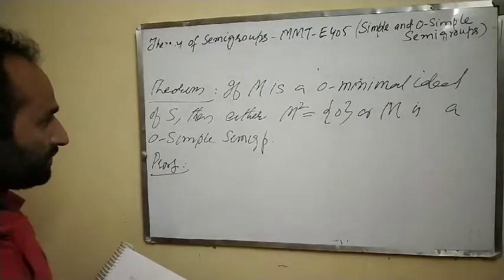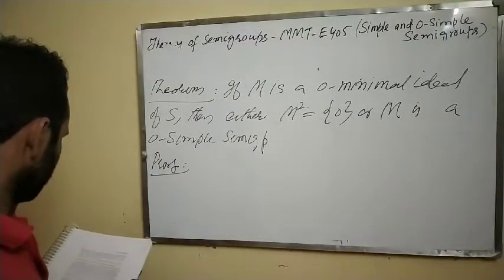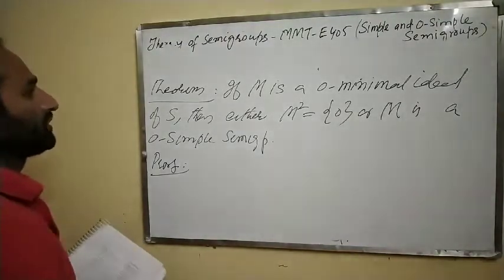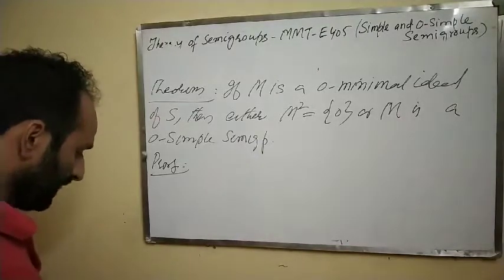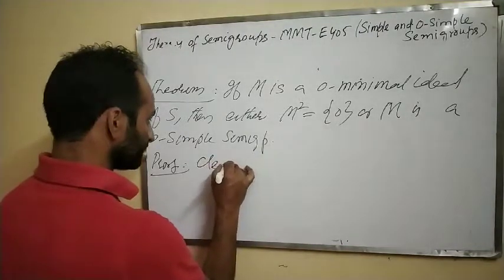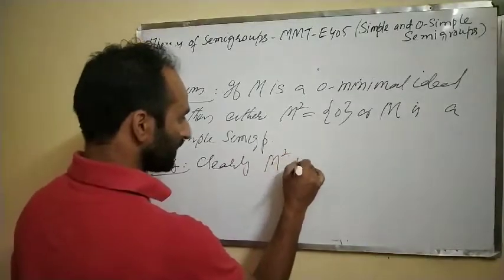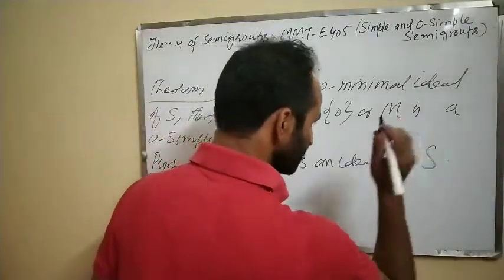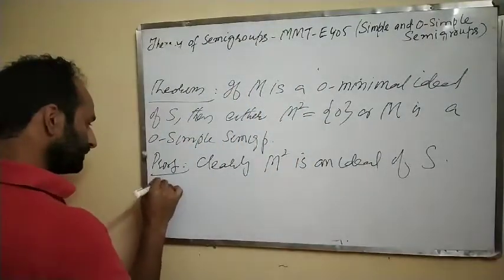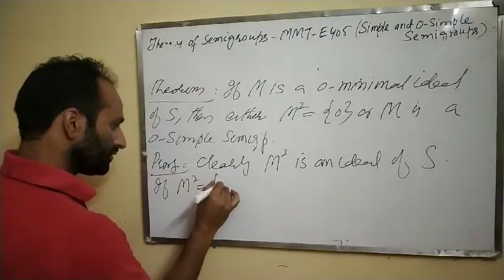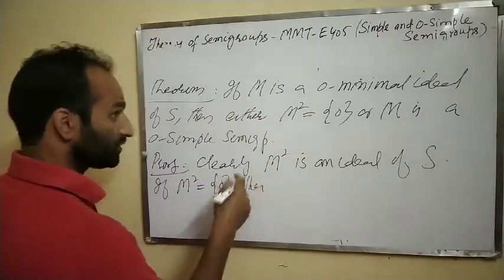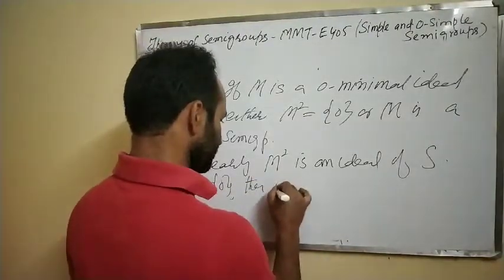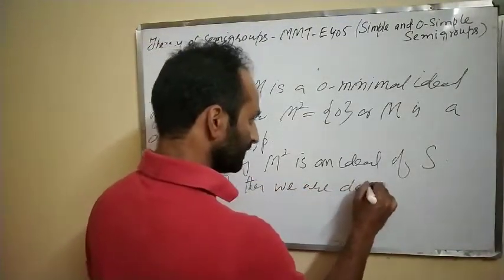So first we assume M is zero minimal. We need to show that M square is either zero or it is a zero simple semigroup. So clearly this M square is an ideal of S. If M square is equal to 0, then we are done, because we have to show that either M square equals 0 or M is a zero simple semigroup. Then we are done.